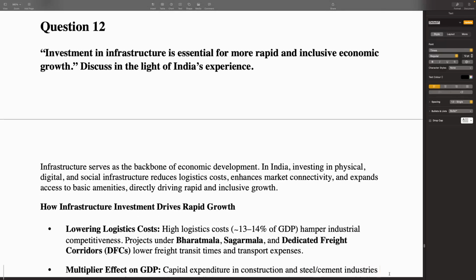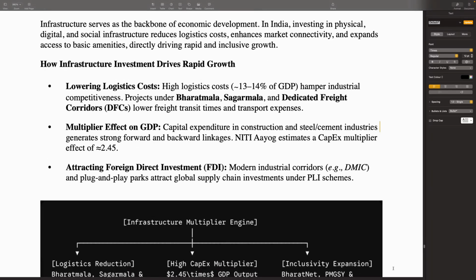Question 12. Investment in infrastructure is essential for more rapid and inclusive economic growth. Discuss in the light of India's experience. Infrastructure serves as the backbone of economic development. In India, investing in physical, digital, and social infrastructure reduces logistic cost, enhances market connectivity, and expands access to basic amenities, directly driving rapid and inclusive growth.